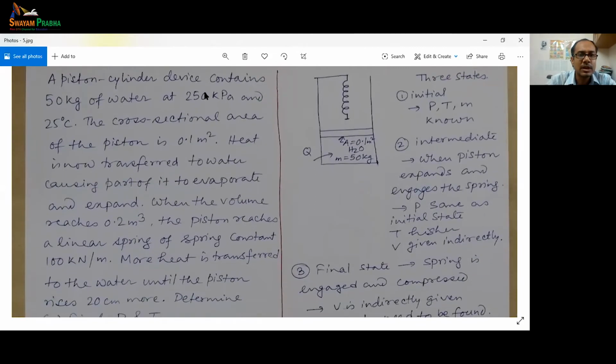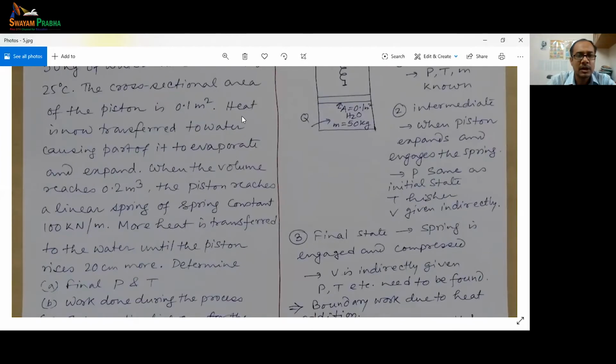A piston cylinder device contains 50 kg of water at 250 kilopascal and at 25 degrees centigrade. Okay, pressure and temperature are given, and the amount of water is also given in a piston cylinder device. So that means it's a closed system, nothing can go in or out except heat or boundary work. Now the cross sectional area of the piston is 0.1 meter square. Okay, fine, the cross sectional area is given.